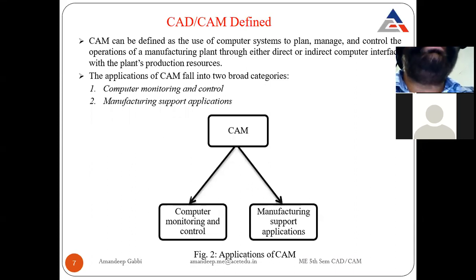Now CAM can be defined as the use of computer systems to plan, manage, and control the operation of a manufacturing plant through either direct or indirect computer interface with the plant production resources. Basically, CAM is when you use computers to plan, manage, and control the operation of a manufacturing plant.